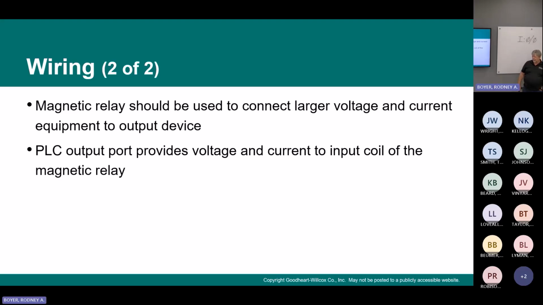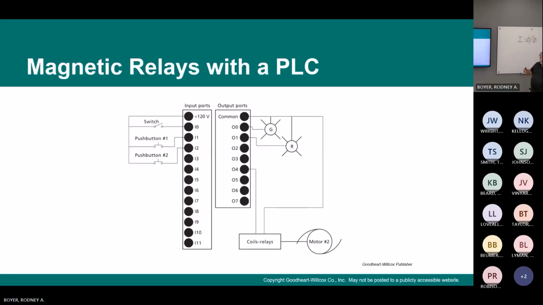A PLC output port provides voltage and current to the input coil of a magnetic relay. You guys familiar with how relays work? What I mean? One of the things that you learn in electricity 1. This shows output 4 is connected to the coil of a relay, and then the relay itself is operating motor number 2.